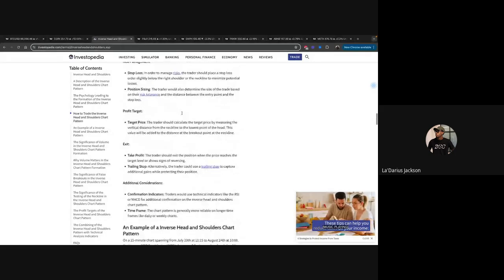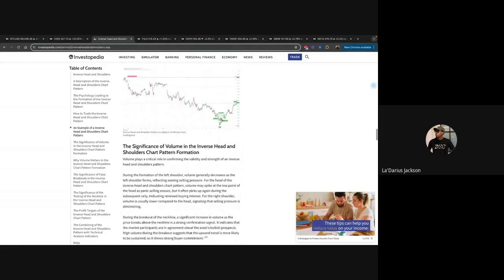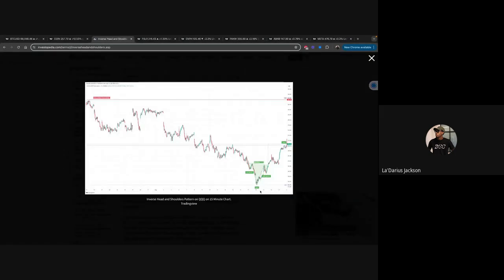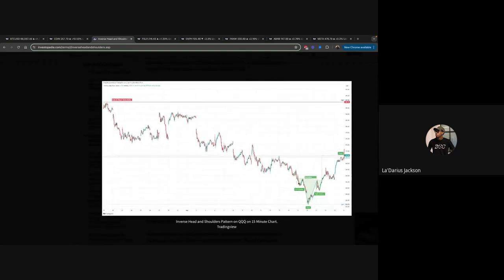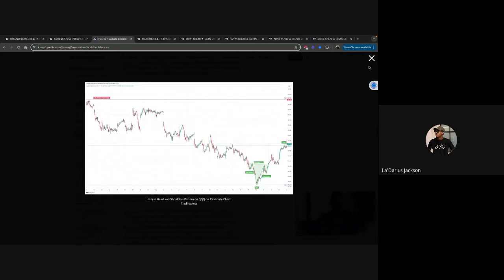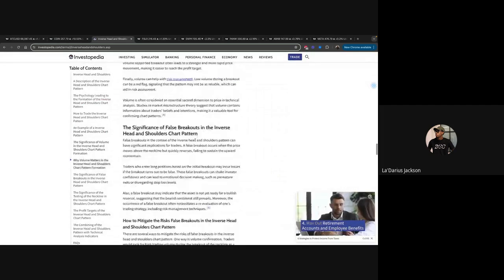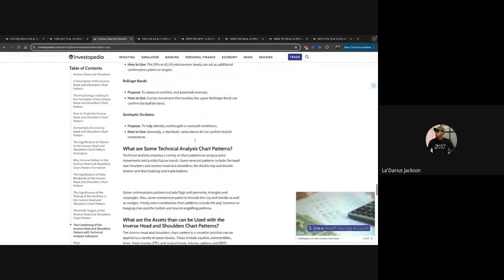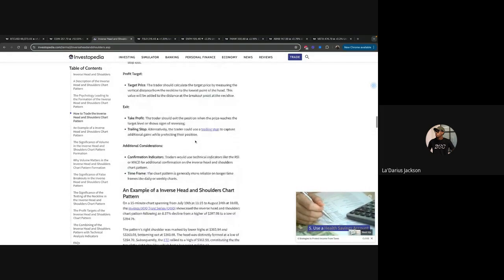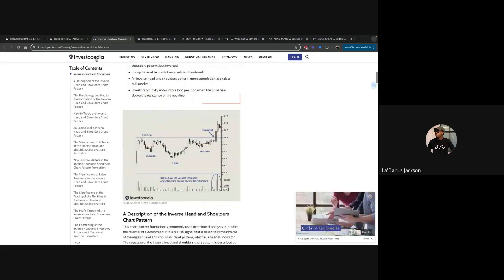Let me see if I have another picture of it. Here's another picture of inverted head and shoulders on the actual chart. So again, let me see if I can zoom in some. It doesn't make it any better, but it has a shoulder here, a head, shoulder there. So let me zoom out. Let me see if I can find any. This is a pretty long article. But yeah, let me show you what it looks like on Coinbase.